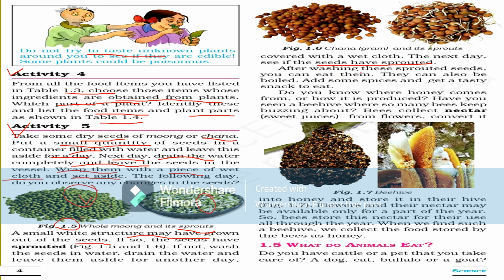Okay, after washing these sprouted seeds, you can eat them. Green grams or brown grams, chana or any other grains, groundnuts, are very healthy for our bones, so you can eat them without making a curry and all. You can eat them raw. They can also be boiled, and with some spices you get a tasty snack to eat. Otherwise, if you want to take some snacks to school, you can do this activity. It will be very tasty.